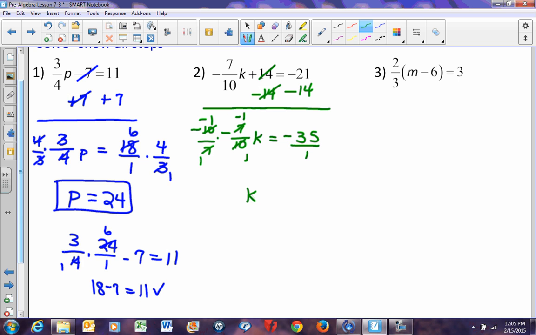Whatever you do to one side of the equation, you need to do the exact same thing to the opposite side of the equation. So we had to multiply by negative 10/7 on the left-hand side, so we must multiply by negative 10/7 on the right-hand side.